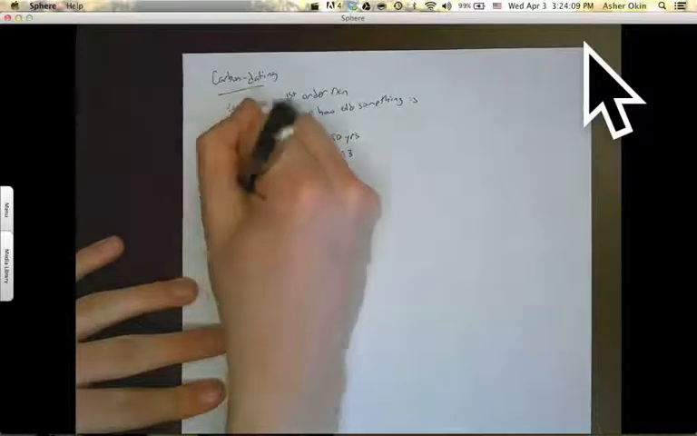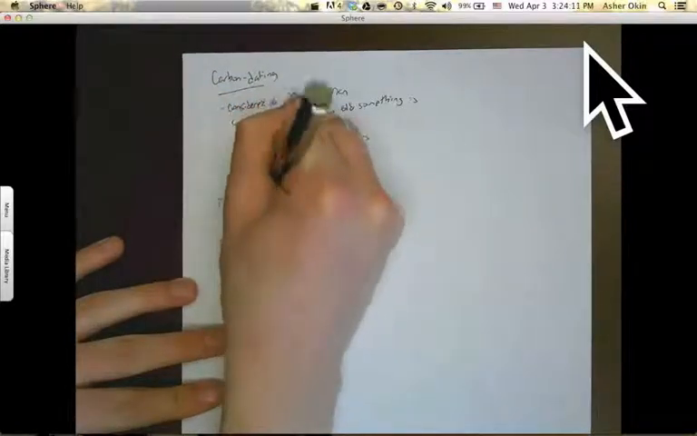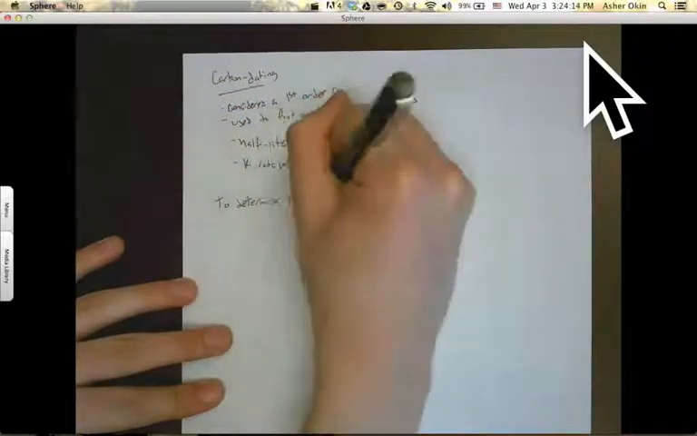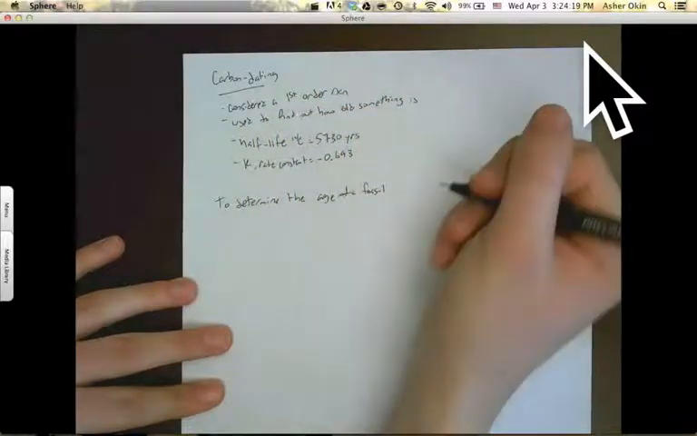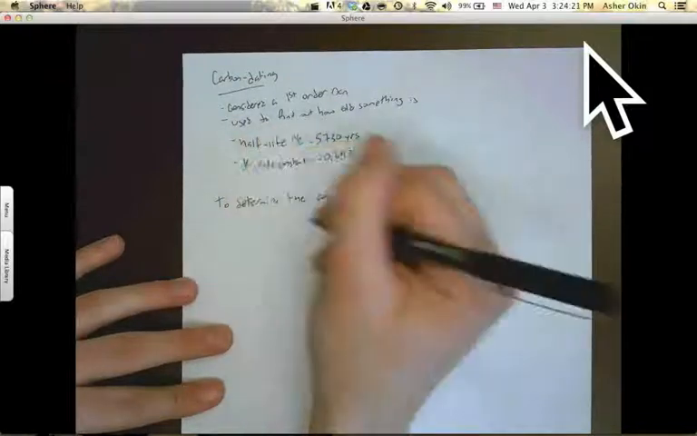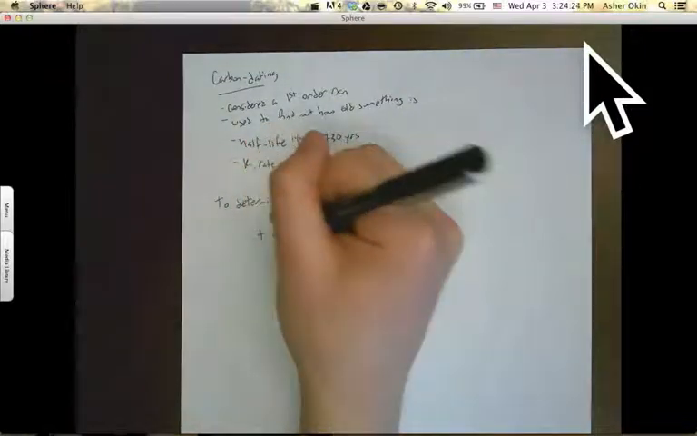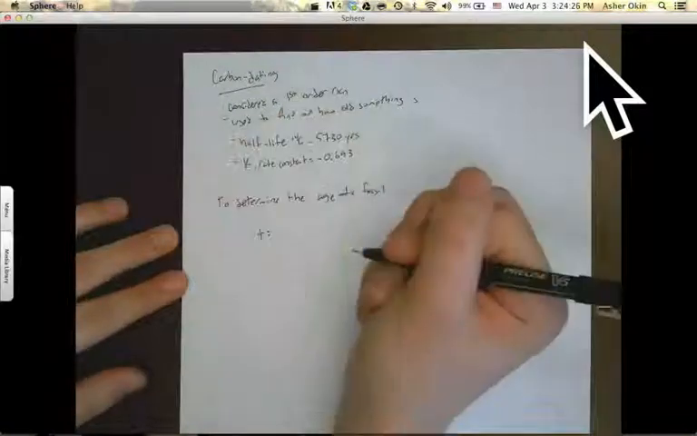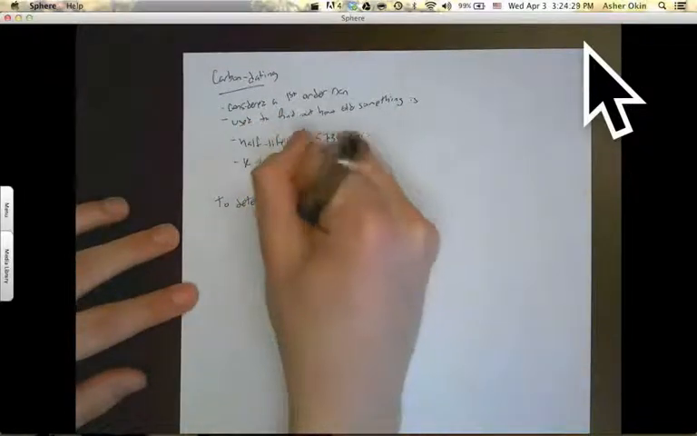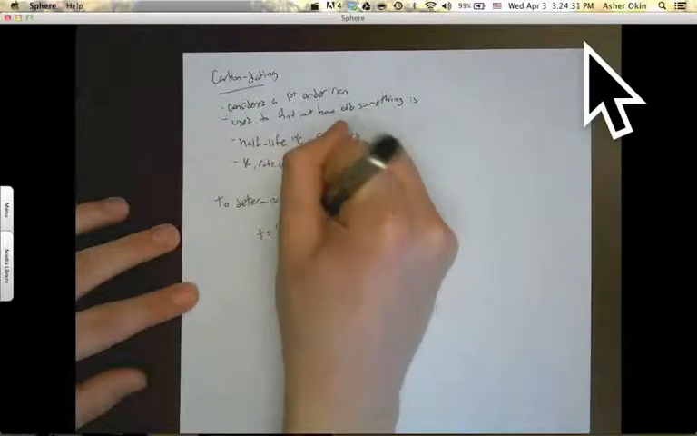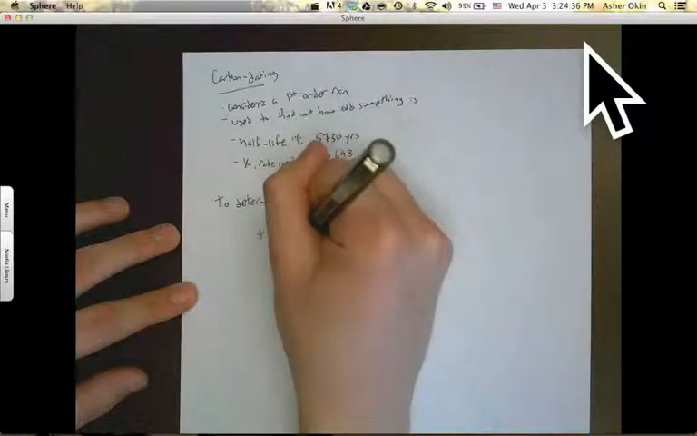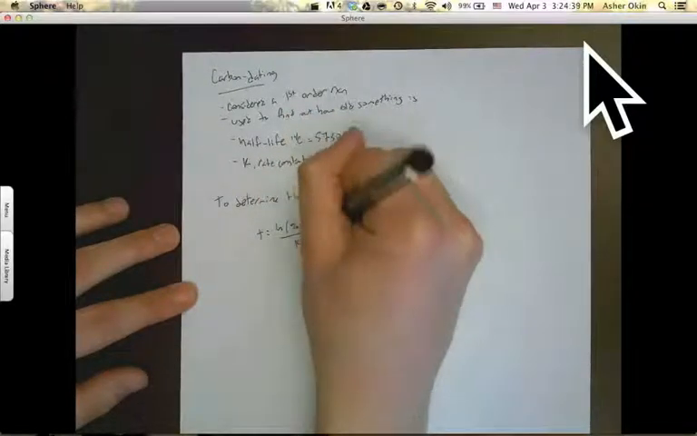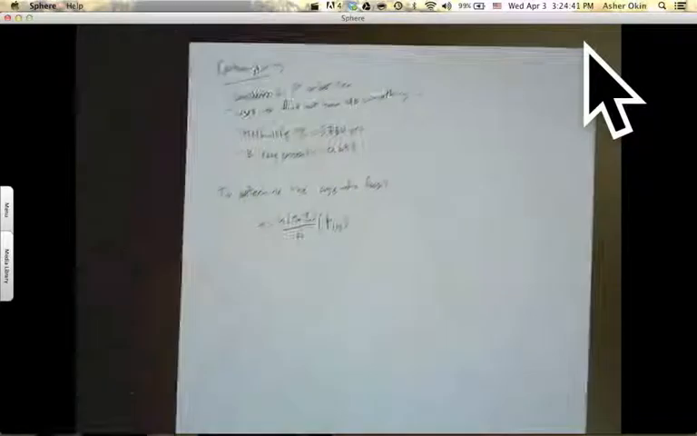So if we want to determine the age of a fossil, we're going to take that half-life equation. We're going to say that the age, the time, that's how old it is, is going to be the natural log of the percent of carbon-14 that we have, divided by our rate constant, k, times our half-life. So times the time it takes to deteriorate by 1/2.